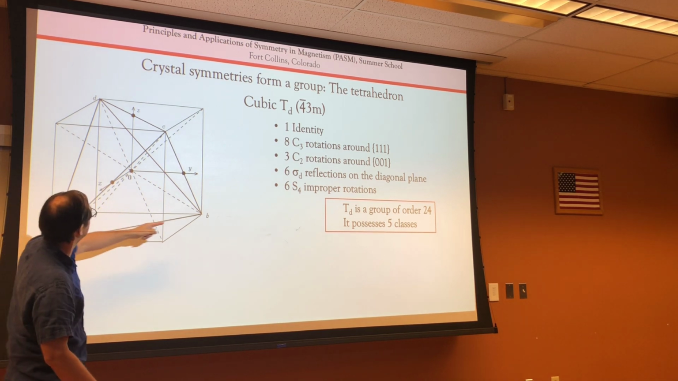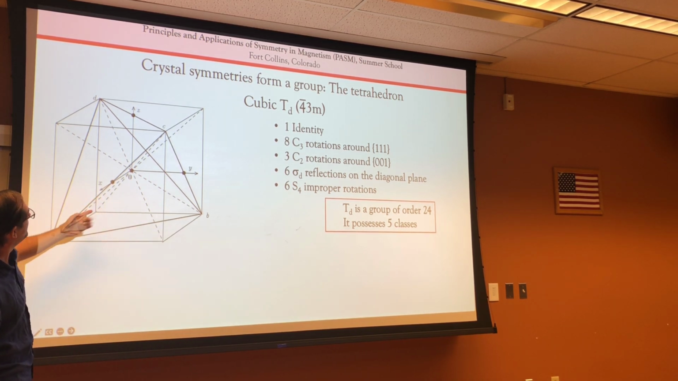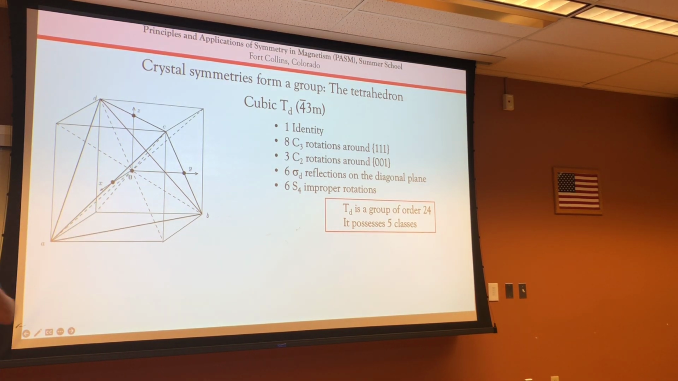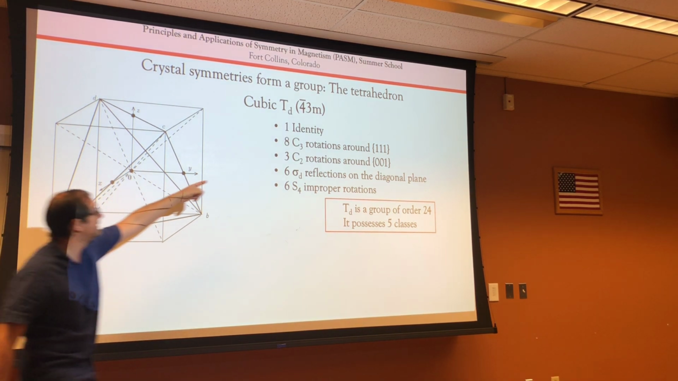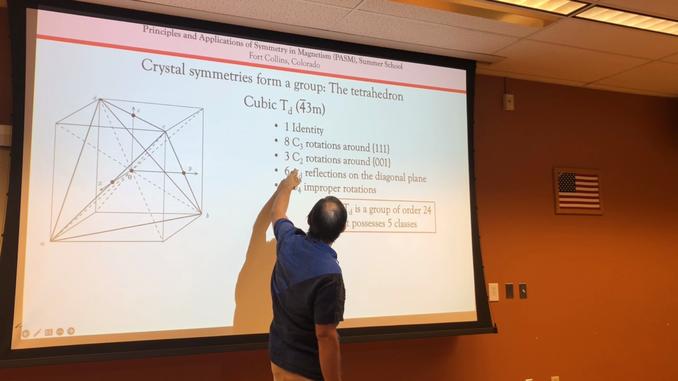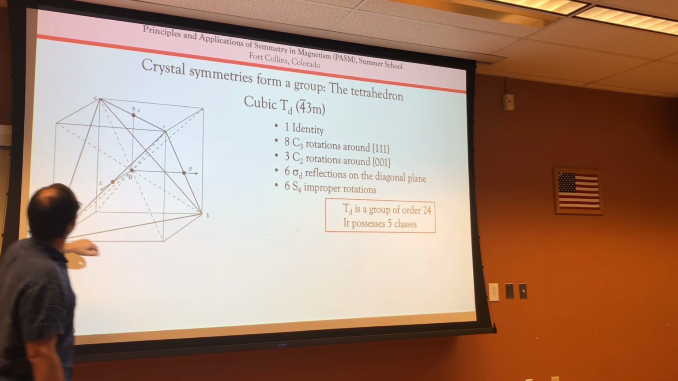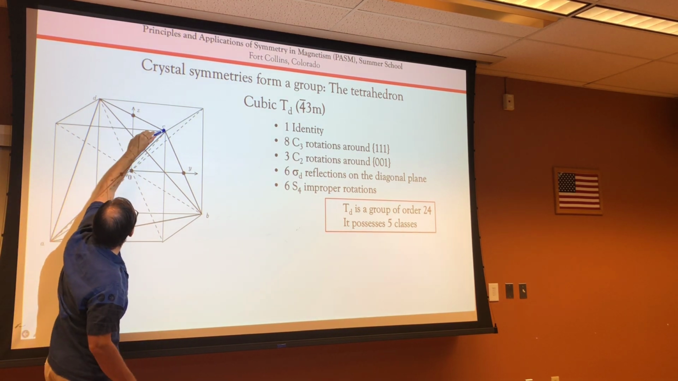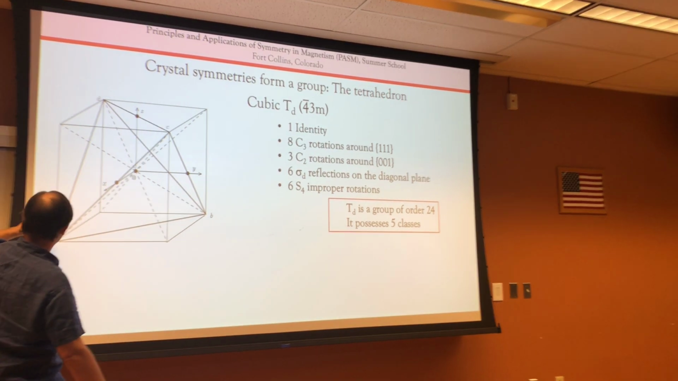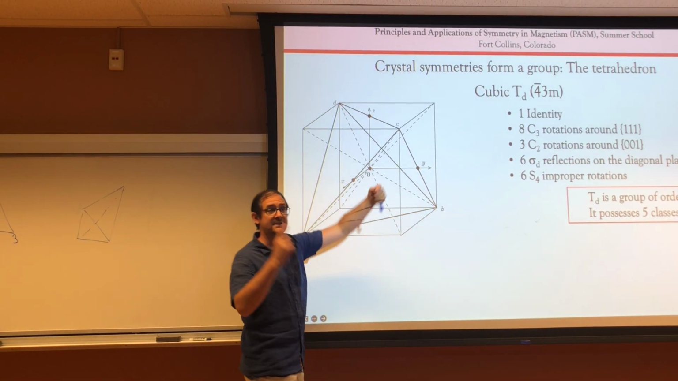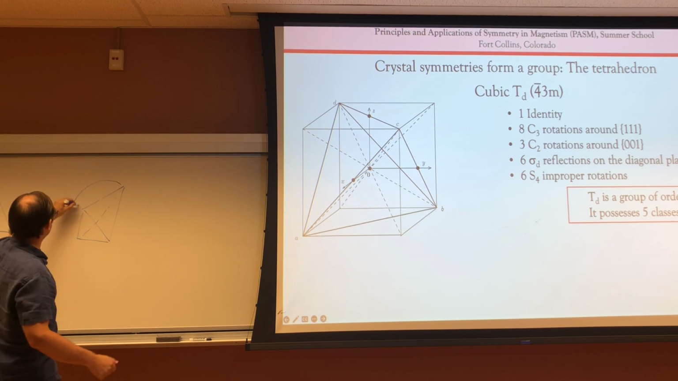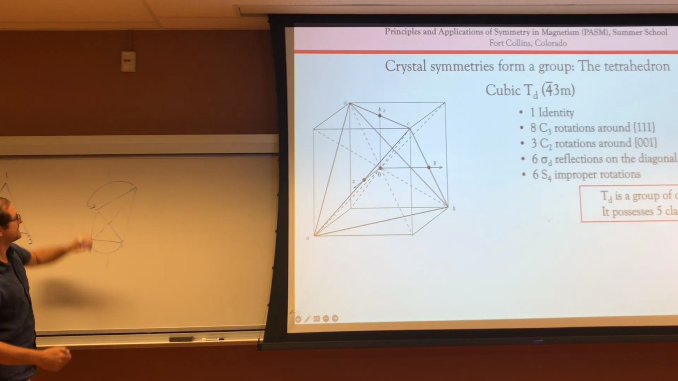I have a rotation one way and the other way. So per axis, I have 2 rotations. I have this one and I have this one, and I have 4 axes. So I have 8 rotations. Let's say I have a rotation around the z-axis. I can bring this guy here and this guy here. So it's a C2 rotation. I can bring that here and this one here around this axis.